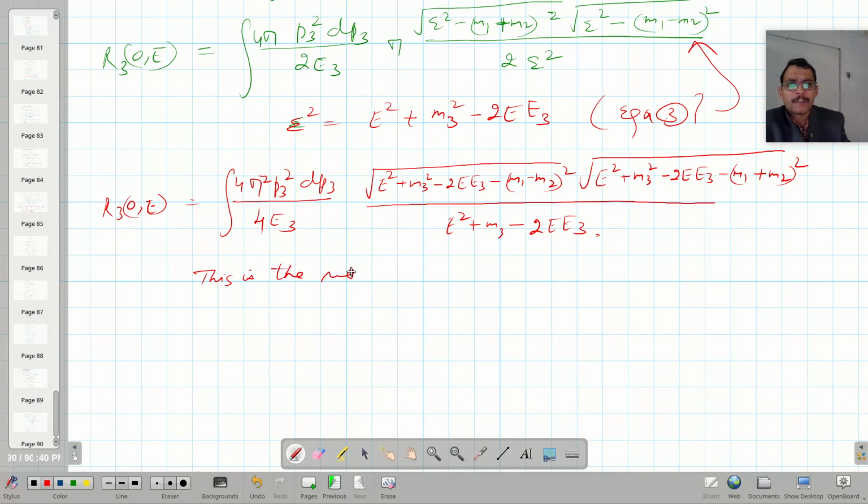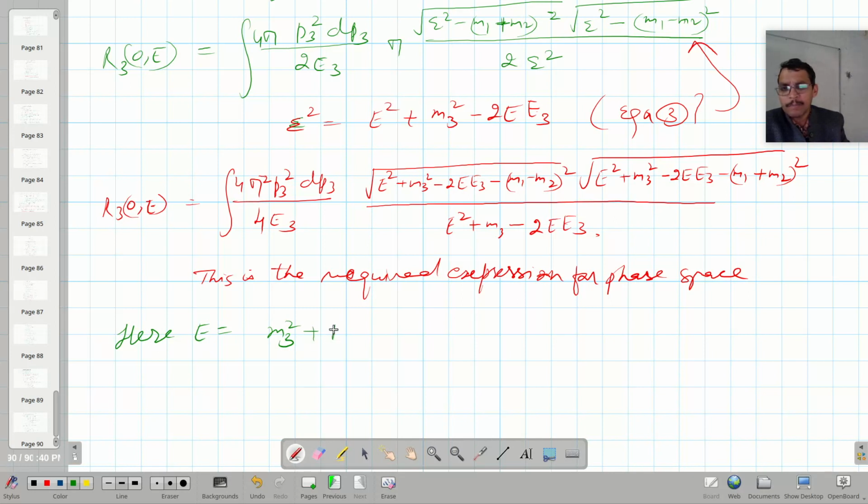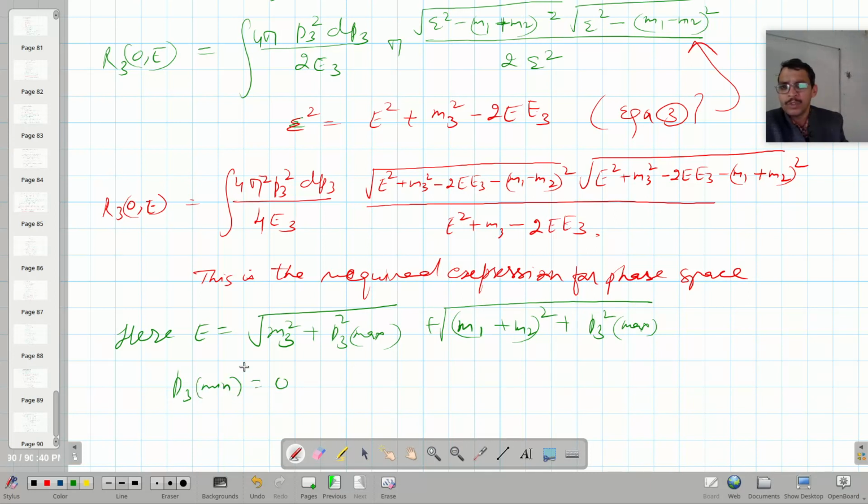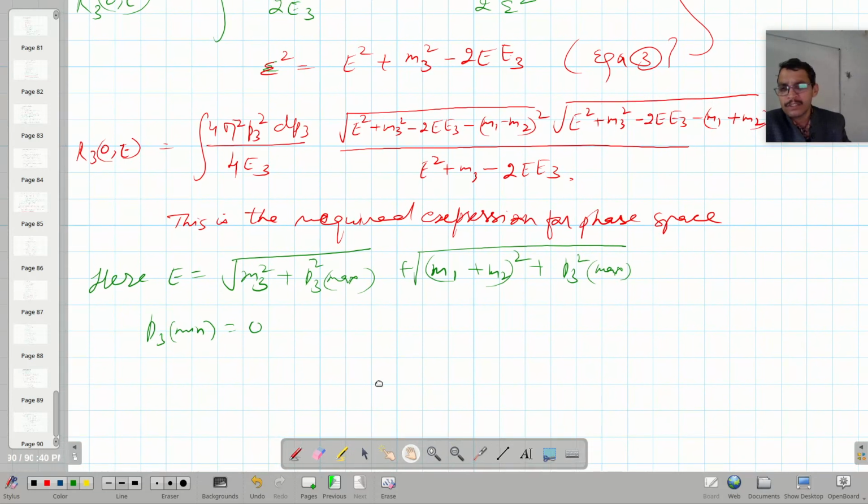This is the required expression for the phase space. Here E_3 is equal to the square root of m3 square plus p_3 square, and the limit is (m1 plus m2) square plus p_3 square under the root, and p_3 minimum is equal to 0. These are the things we have to keep in mind, but I am using these results directly.